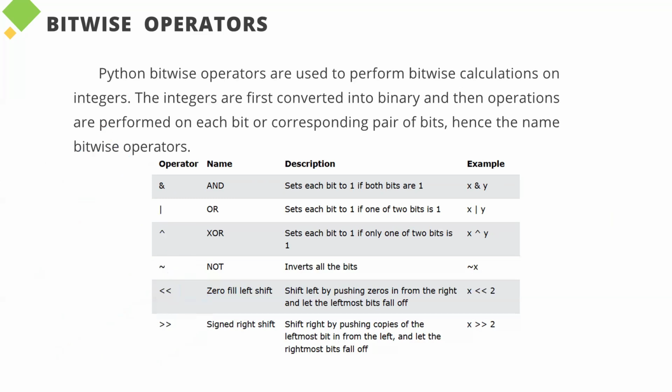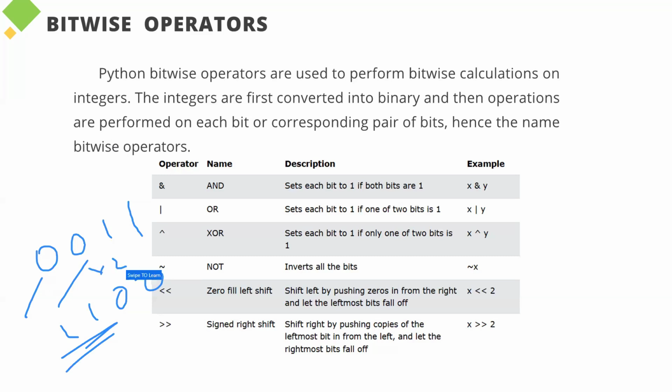Left shift is done by pushing the zeros. XOR sets each bit to 1 if one of the bits is 1; if both are same, it gives the result 0. Not inverts all the bits. Right shift shifts the zeros. Suppose like 0, 0, 1, 1. Left shift 2 means shift the zeros, then the answer will be 1100. So this is the left shift. We have the formulas of multiplying with 2 power n and dividing with 2 power n, for the left shift and the right shift.